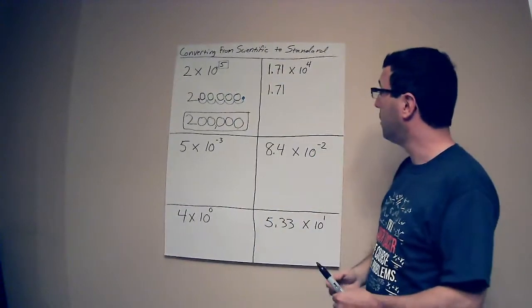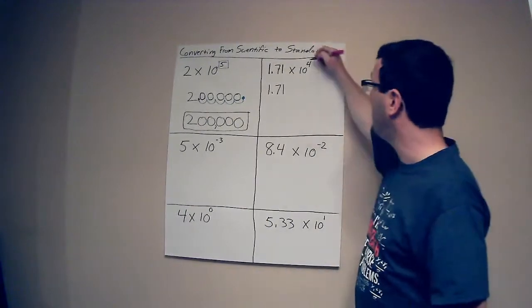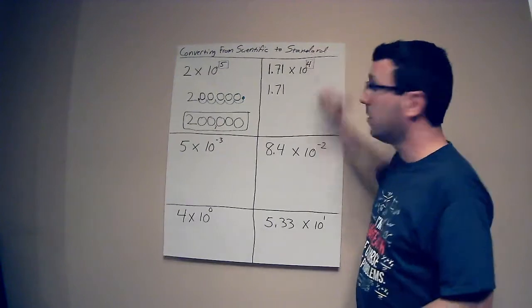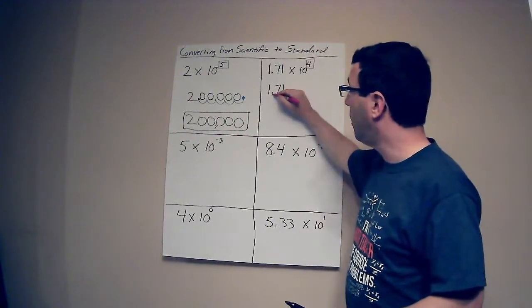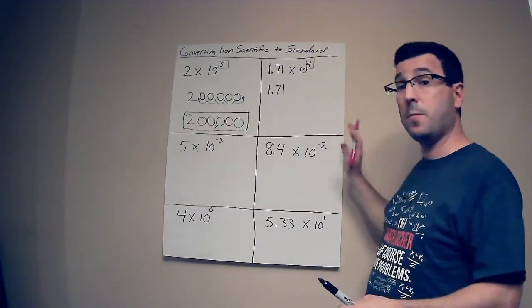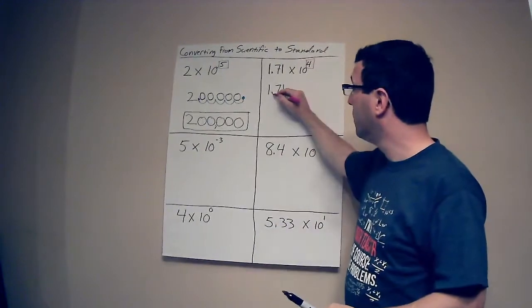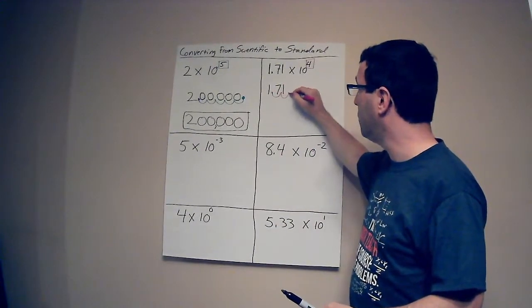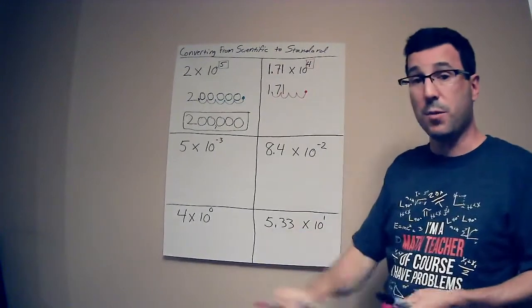And then I'm going to look and say, okay, how many times do I have to move that decimal? My exponent says 4 times. It's a big number, so I have to move it to the right. I need to make the 1.71 bigger. So I'm going to go 1, 2, 3, 4. Here's the new spot for my decimal.